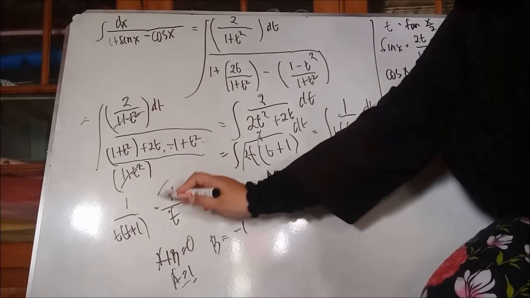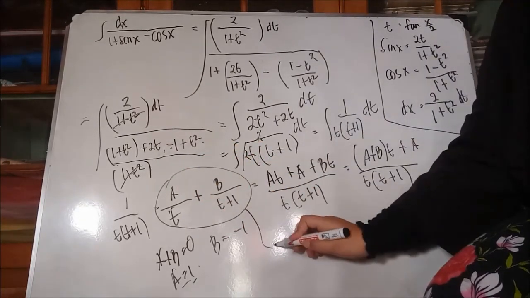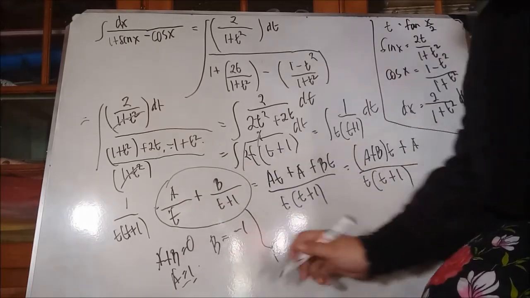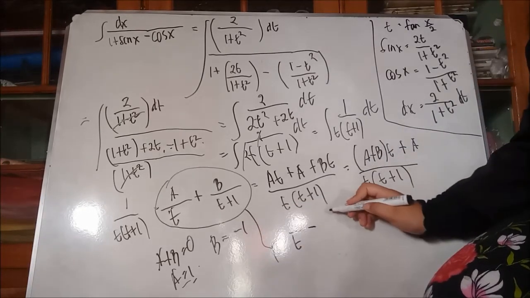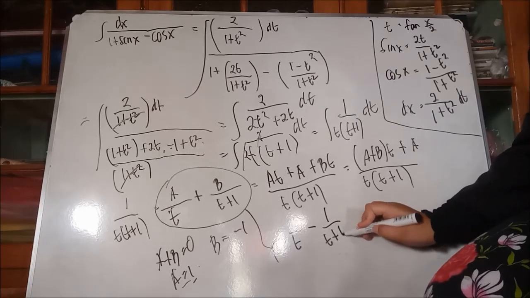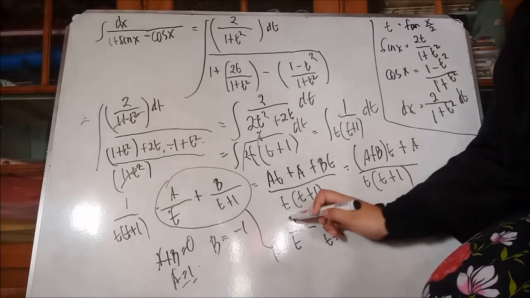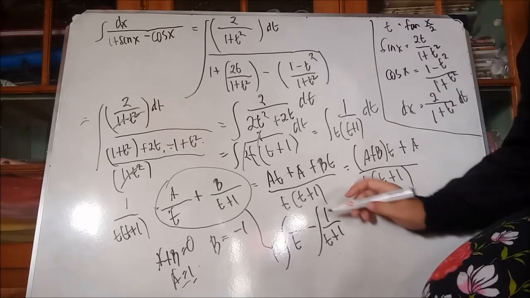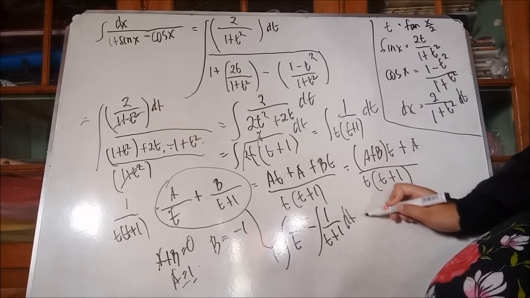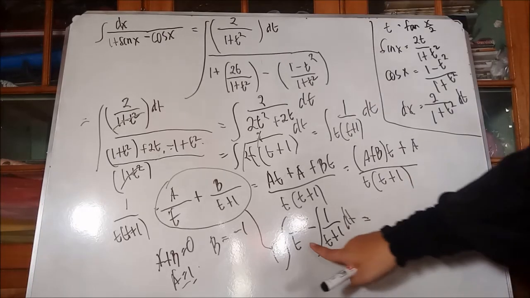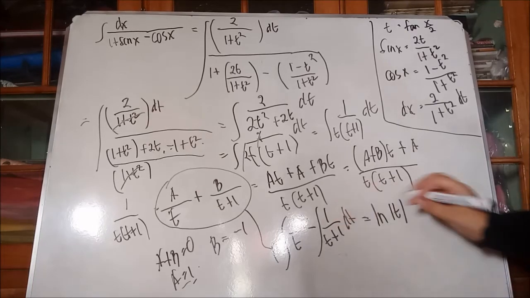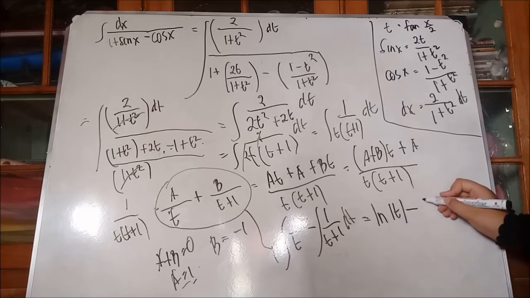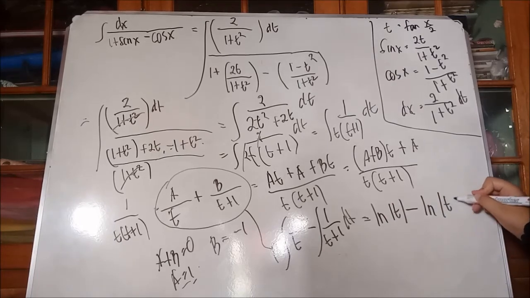So from here we can substitute in this form. A is equal to 1, so it means that we have 1 over t. And then b is negative 1, so it means that it is negative 1 over t plus 1, right? So we can integrate this, then integrate this. We have dt, and we have dt in here. And then let's continue. The integral of 1 over t is equal to ln t. And then we have the negative. The integral of this is ln of t plus 1 plus c, right?